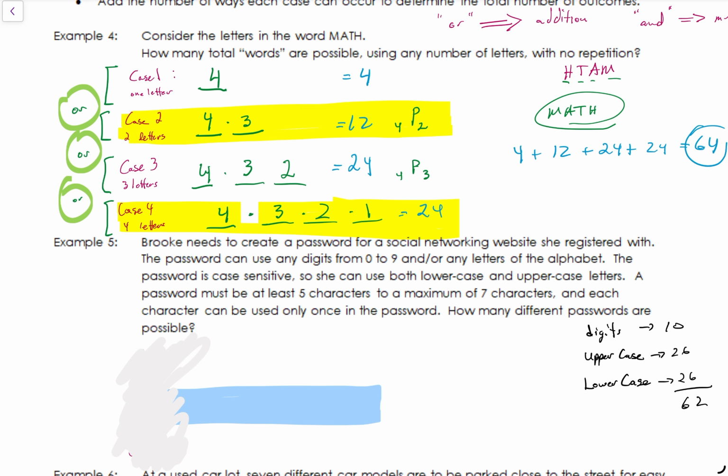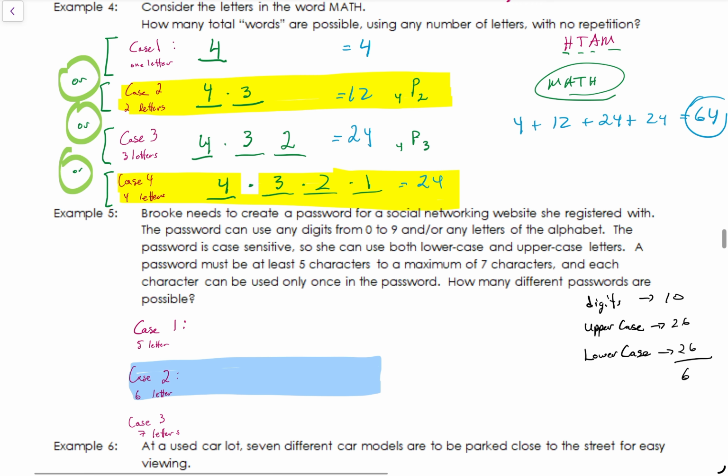So if I must create a password that is at least 5 characters to a maximum of 7, and each character can be only used once in the password, how many different passwords are there? Do you see the smaller questions within the larger question? There are different scenarios. I could have a 5-character password, I could have a 6-character password, or I could have a 7-character password. And this is really represented well by cases.